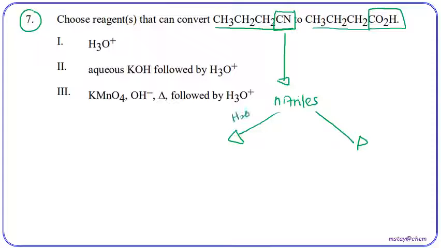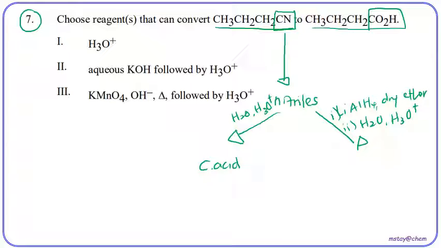Basically, a nitrile can only undergo two reactions. One is hydrolysis. If it undergoes hydrolysis, it will produce carboxylic acid. The other one is reduction, using lithium aluminum hydride in dry ether followed by hydrolysis. This will gain hydrogen, and the final product is the amine. Since this is COOH, carboxylic acid, it means that the nitrile undergoes hydrolysis. So option 1 is the hydrolysis. So the answer is 1 only.